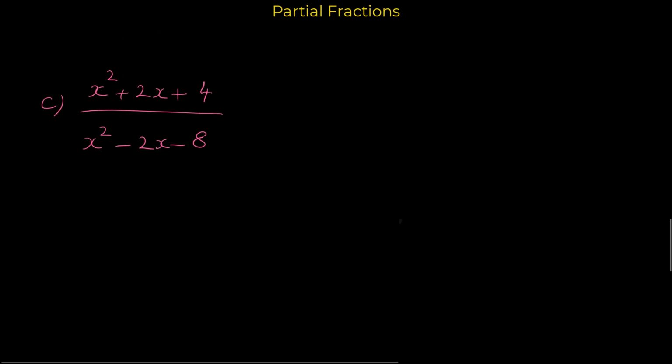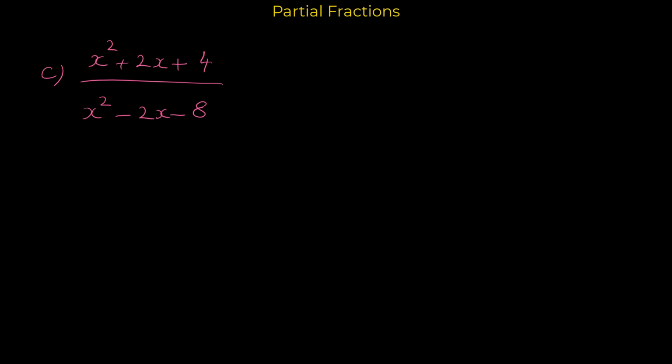In the next example, we notice that the degree of the numerator is equal to the degree of the denominator. When the degree of the numerator is equal to or bigger than the degree of the denominator, we have to do the long division first to make the degree of the numerator less than the degree of the denominator. So first we do the long division here. x squared plus 2x plus 4 divided by x squared minus 2x minus 8.